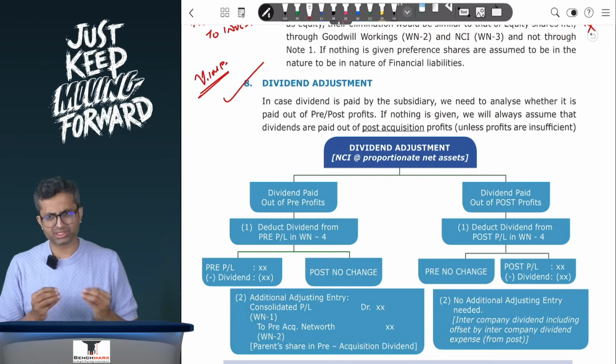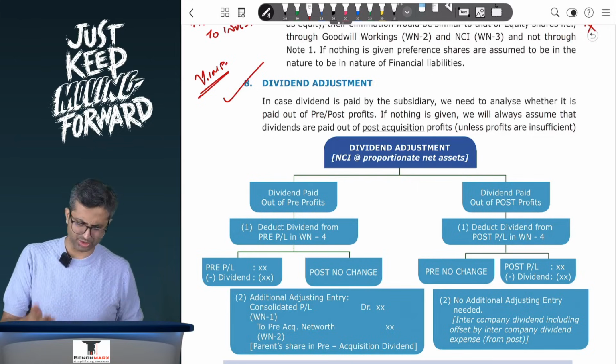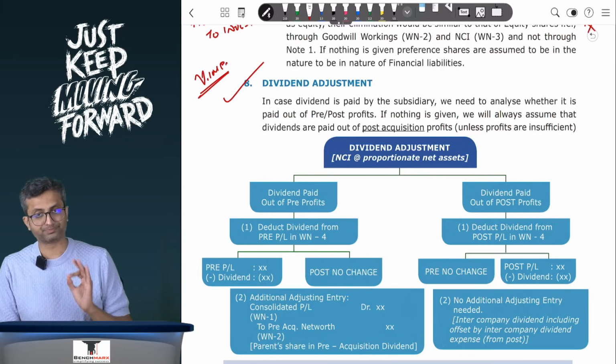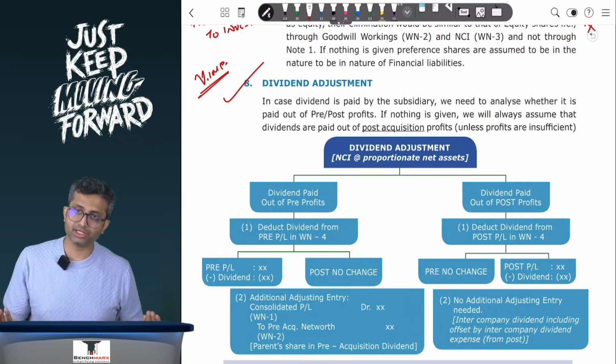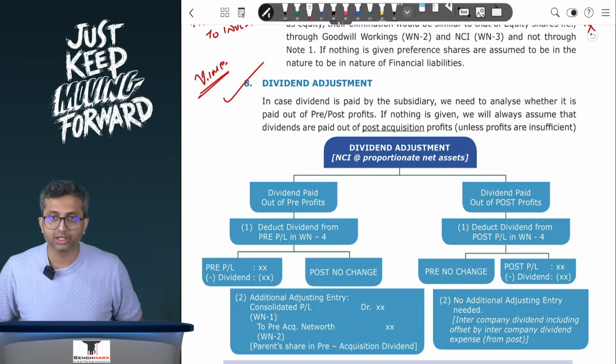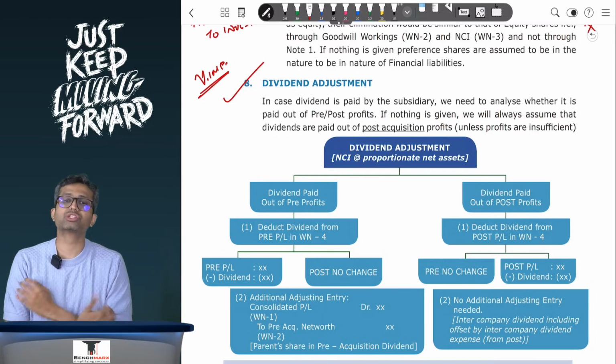And hence, if it is dividend for the current year after acquisition, it must be paid out of the profits of that year. However, if the question specifically tells you that the dividend is paid out of the opening balance or pre-acquisition profit, you have to respect that. Now, what are the adjustments that you need to do?